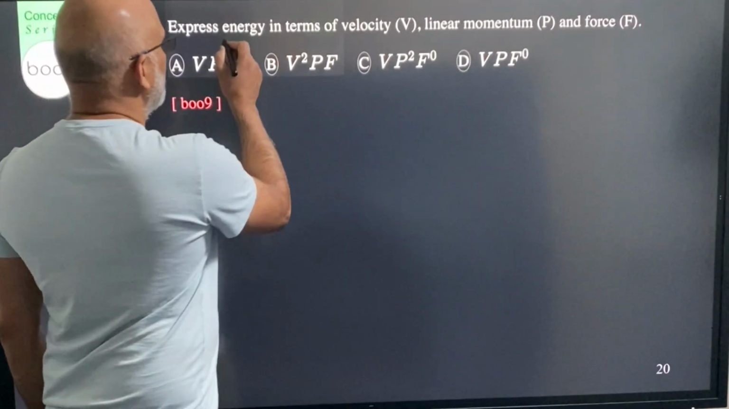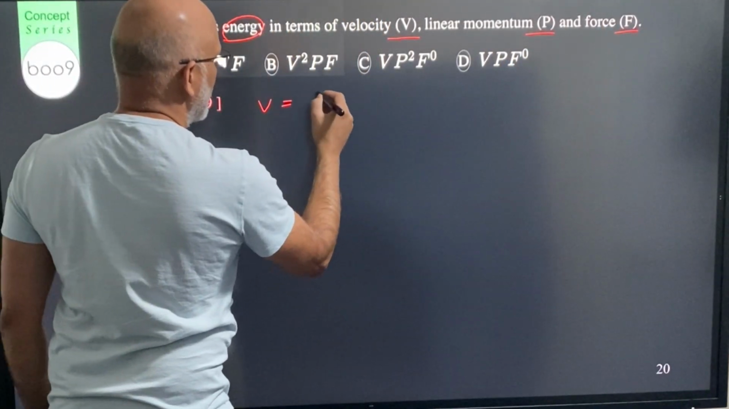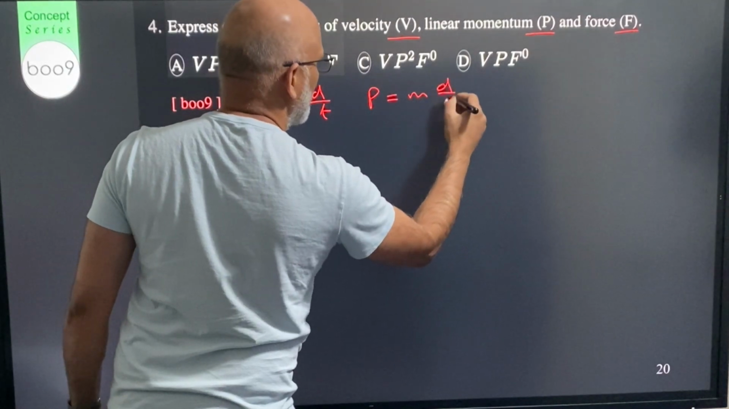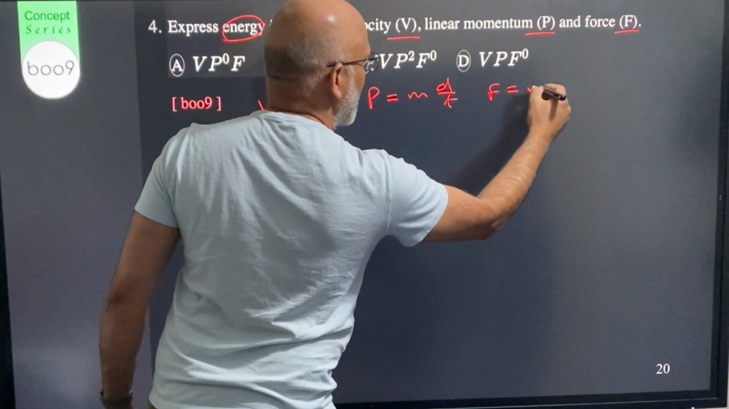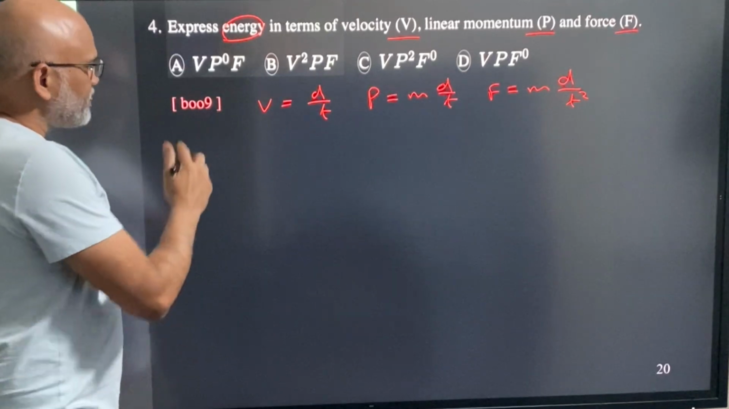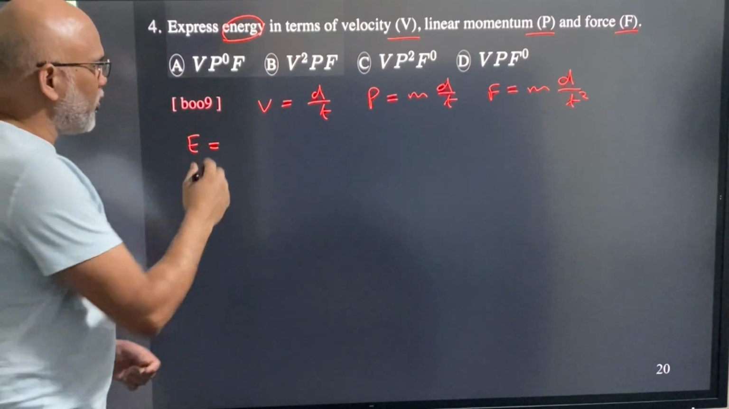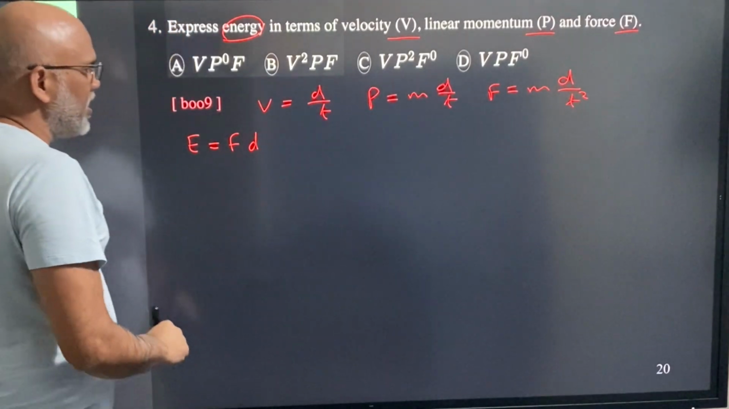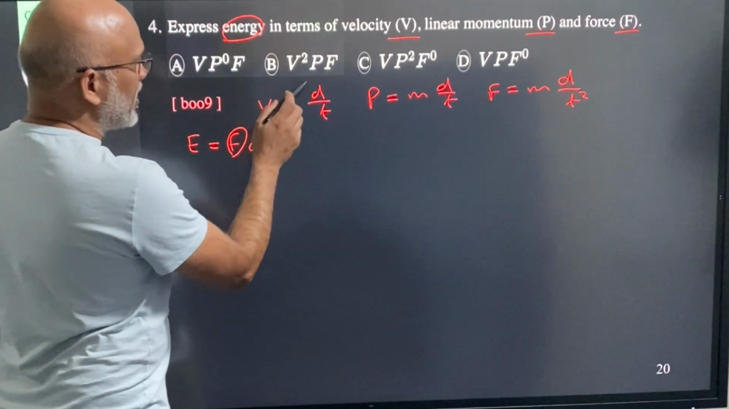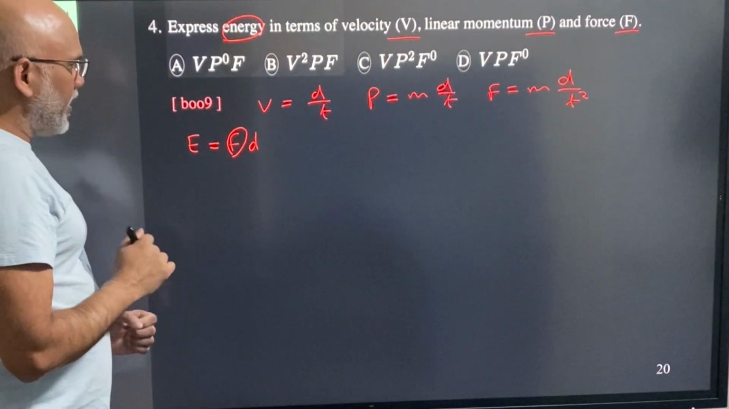Next example, express energy in terms of velocity, linear momentum, and force. All right, velocity is distance over time. Linear momentum is mass times velocity, mass, distance over time, and then force is mass times acceleration. Acceleration is distance over time square. So let's try the direct way first. Energy can be same as work, which is force times distance. All right, so force is already a fundamental quantity. Then how do I represent distance in terms of velocity, momentum, and force? All right, so that seems a little bit tricky.